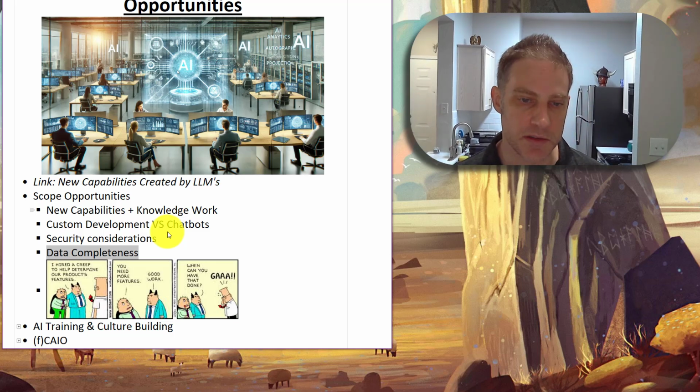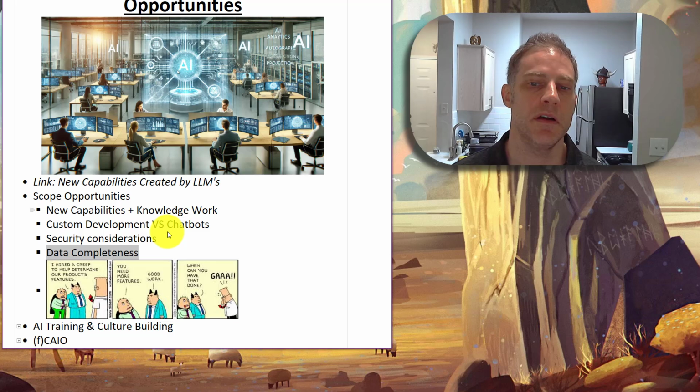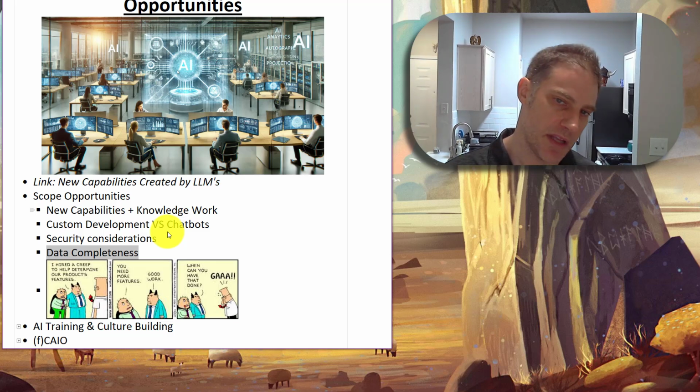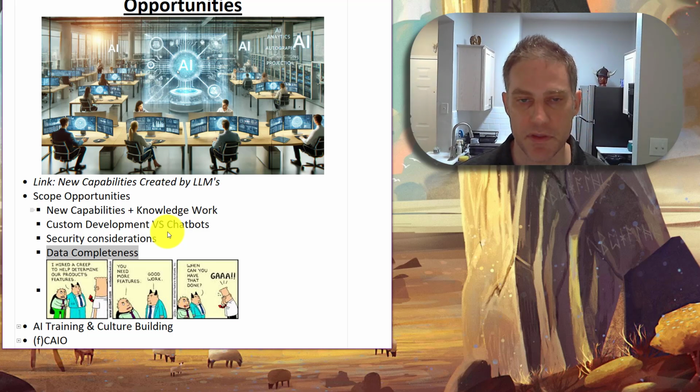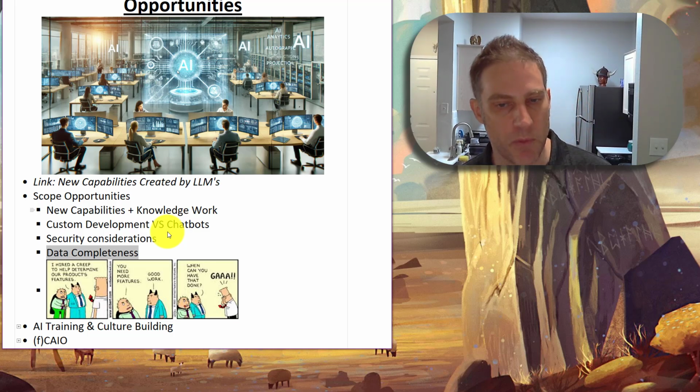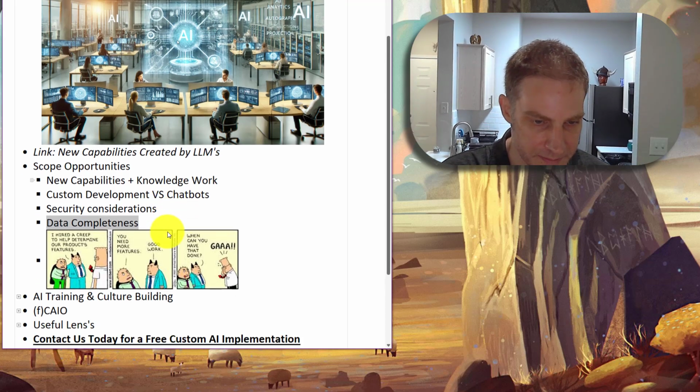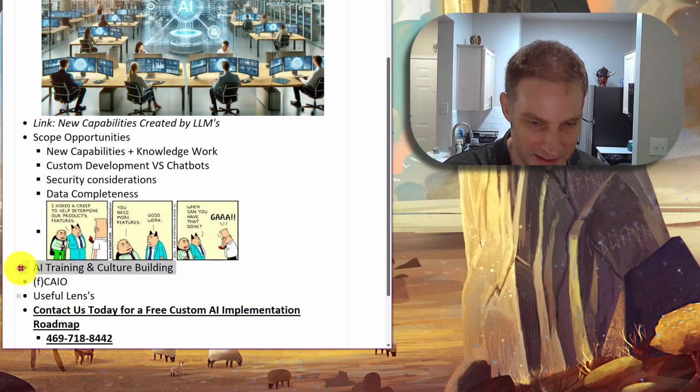So if you're looking to scope out an opportunity and you're missing a key piece of the data, but you have a slightly worse opportunity where you do have the data completeness, then go after the latter one first. Scope creep.